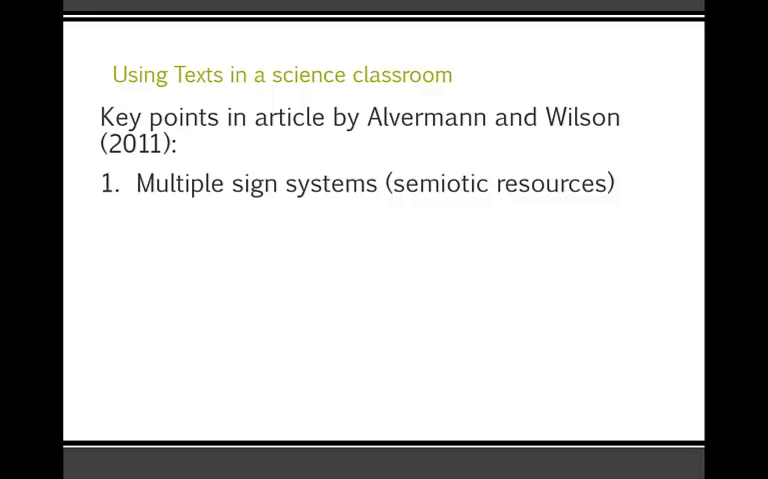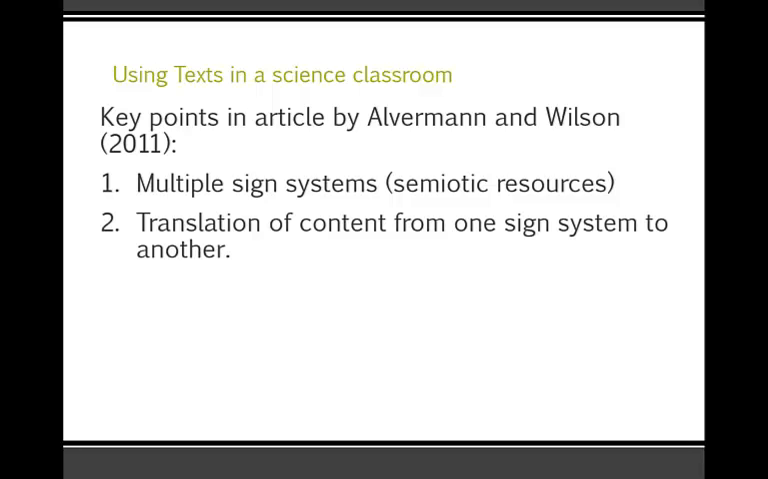If I have to describe to you what a sunset looks like and I have to do that with just written text, there are a lot of different strengths than if I'm able to use a picture with that text. Okay, so this idea of multiple sign systems becomes really important in this article and really important in the way they think about how we're going to take in information about science.